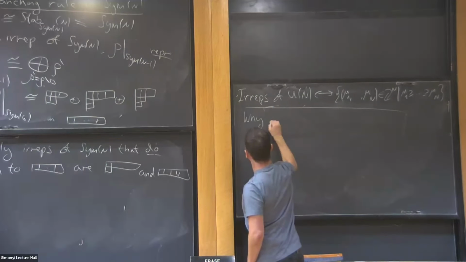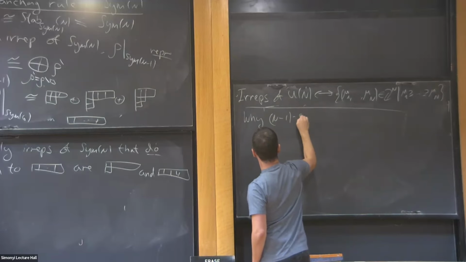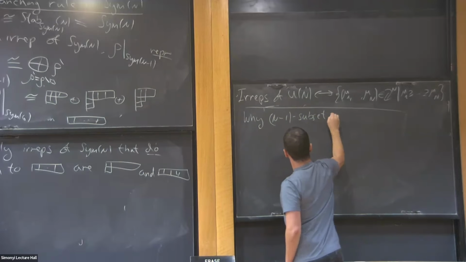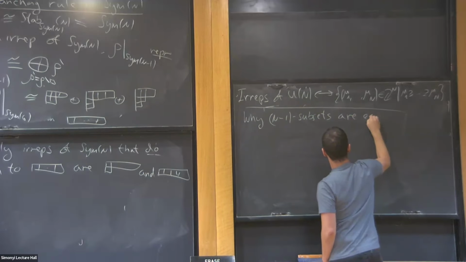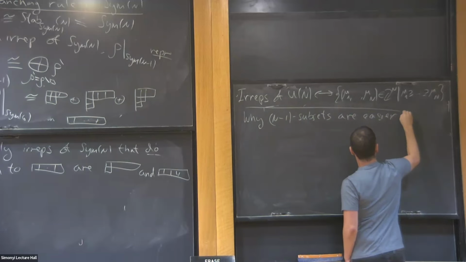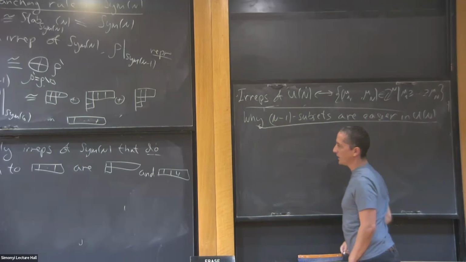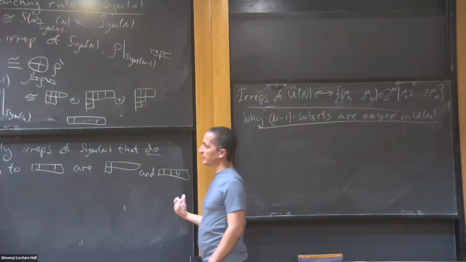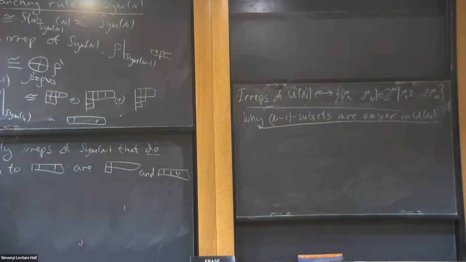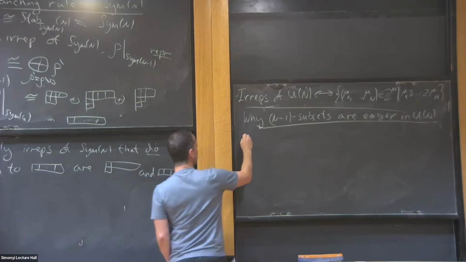So why are n-1 subsets easier in the unitary case? Okay, so we try to do the same. We want the branching rule.